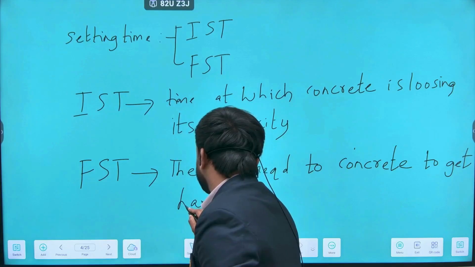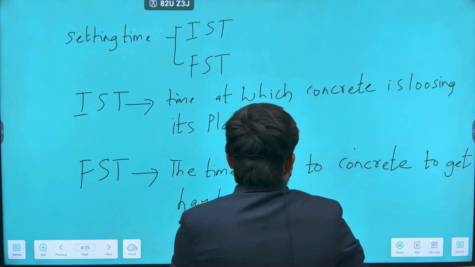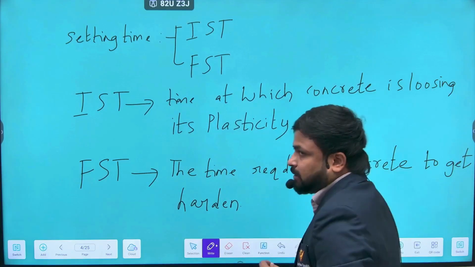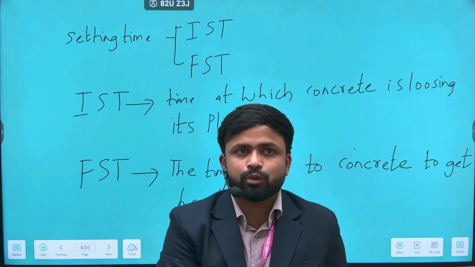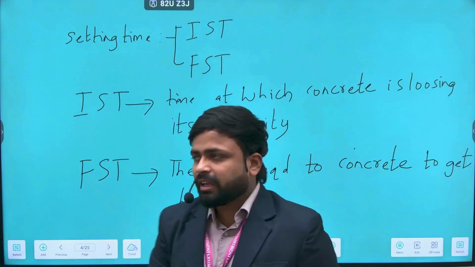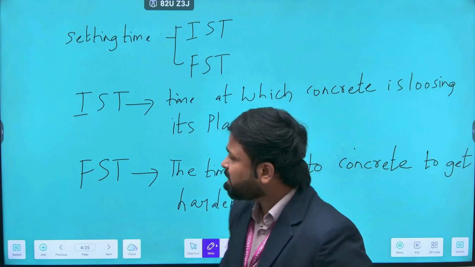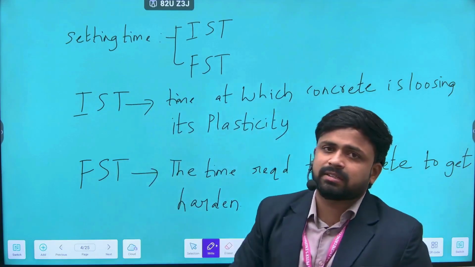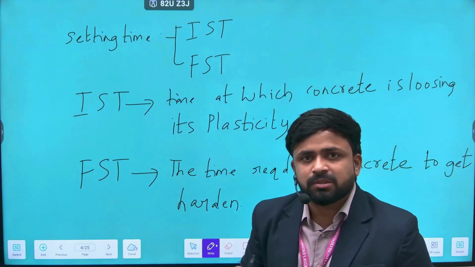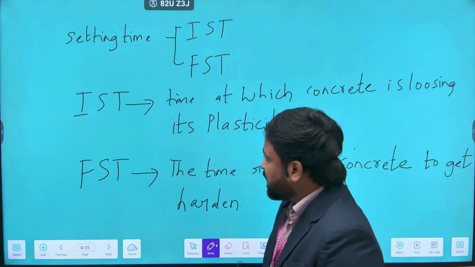harden. It means the time, how much time it is taking concrete from its rigidity to hardened state, is known as final setting time. Okay, why do we need to know this initial setting time and final setting time? Do we require to know about these properties? Yes. So the answer is simple, yes.